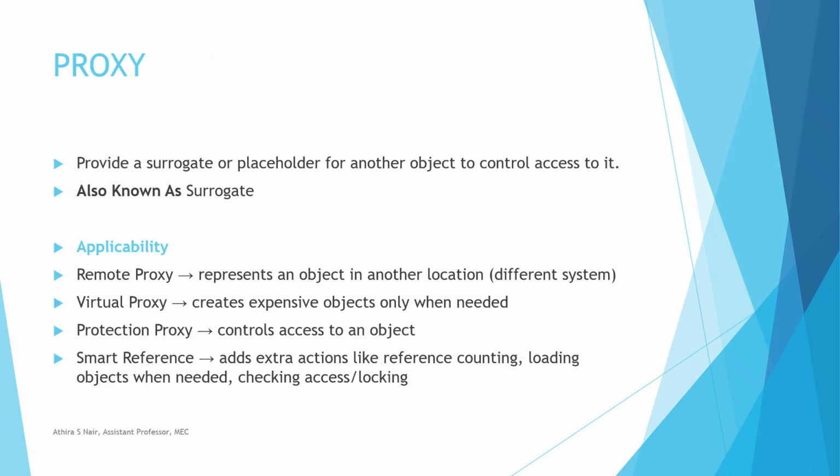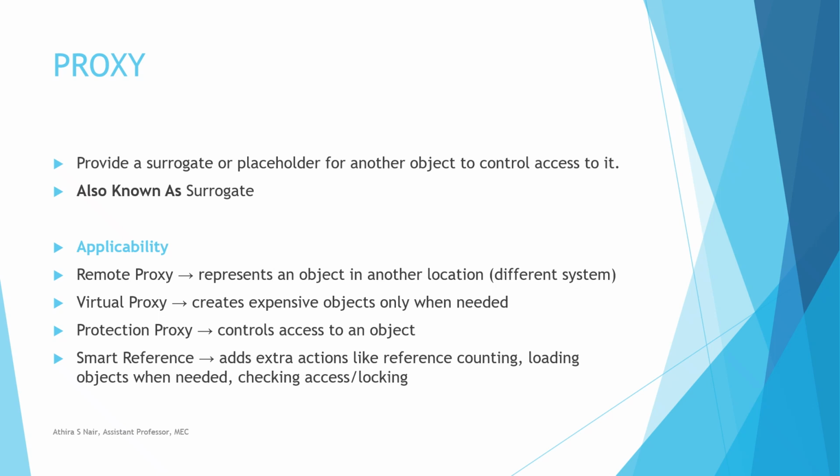So next type is proxy. This provides a surrogate or placeholder for another object to control access to it. It is also called surrogate. So proxy is applicable whenever there is a need for a more versatile reference to an object than a simple pointer. So these are some common situations in which proxy pattern is applicable.